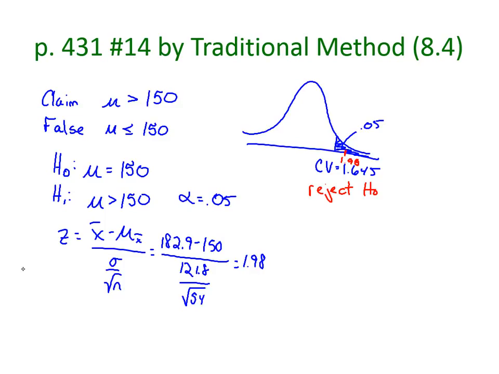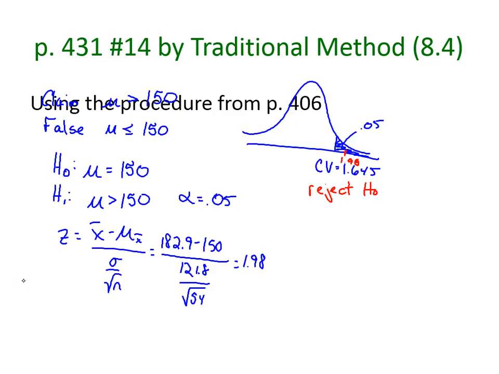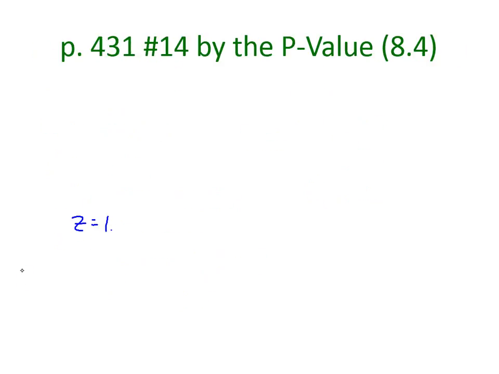Now, this was doing it by the traditional method. If we did the p-value method, down here we got z to be 1.98. We said our null hypothesis was that the mean was greater than 150. I'm sorry, that's not the null, it's the alternative. The null was that the mean equaled 150. My alternative was that the mean was greater than 150. We got z to be 1.98, and we knew alpha to be 0.05. So bringing over the most important stuff out of the previous problem.